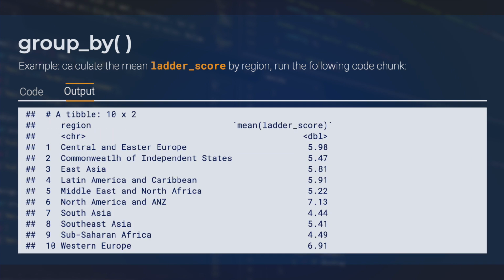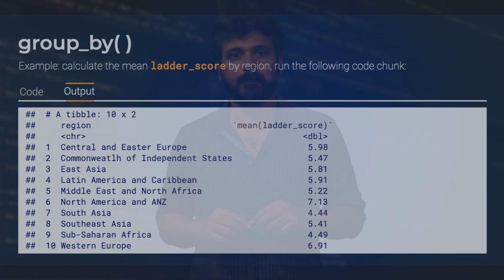When we run this code, we see that instead of getting just one mean ladder score for our entire dataset, we get the mean scores for each region, of which there are 10 in our dataset. So we can see how we could use these two functions to literally get a global perspective of our dataset. And there you go. You now know how to use both the group by and summarize functions from the dplyr package.